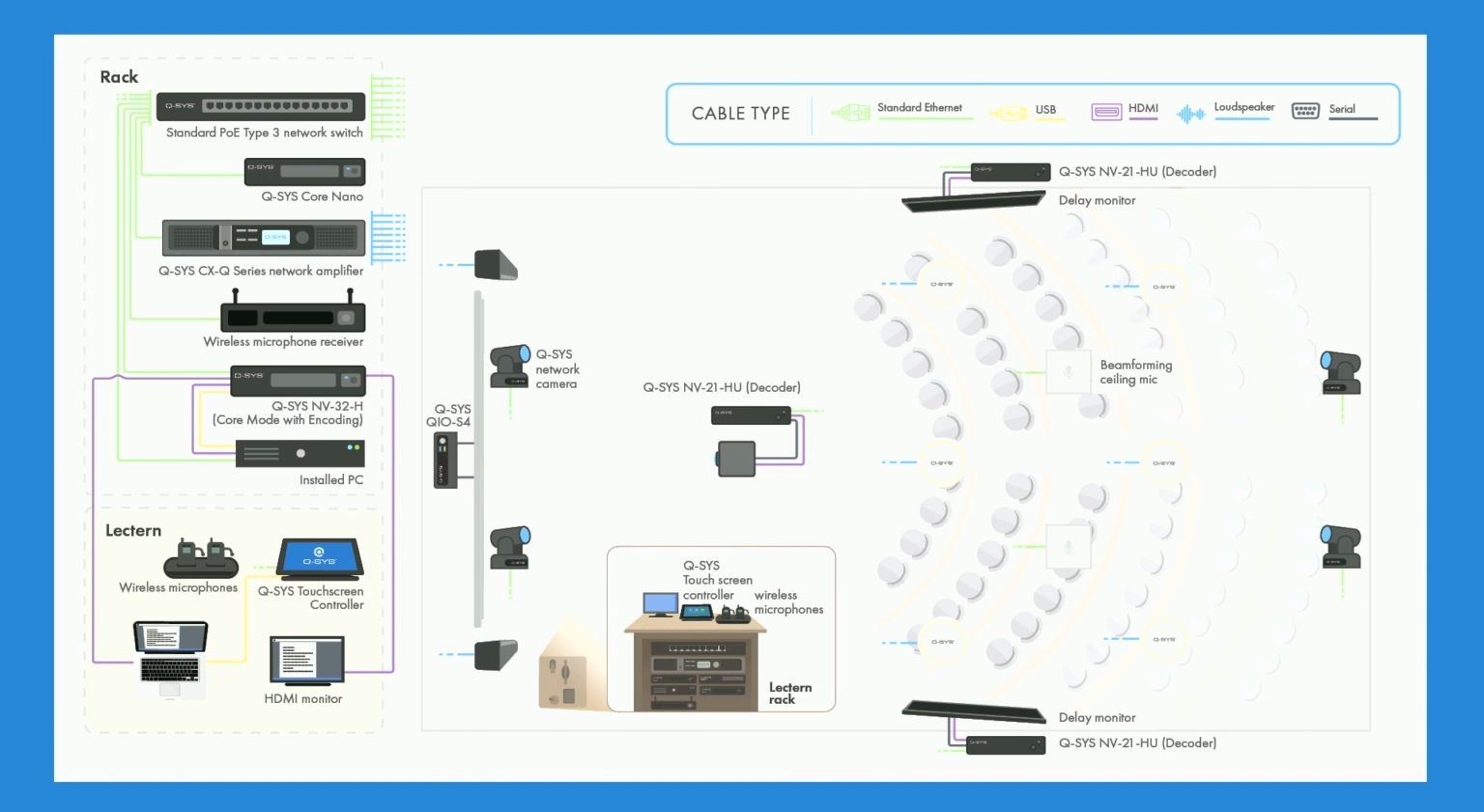And here, we've got NV21s as the decoders because we have several single displays. But again, we don't need to add a core nano or something like that. We can simply make that NV32 the encoder and the core as well. So I want to be clear, this is still in development. We're still ironing out some of the details, but we do aim to have this available in just a few months. So really exciting stuff.